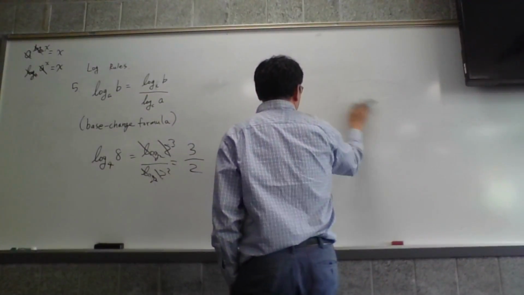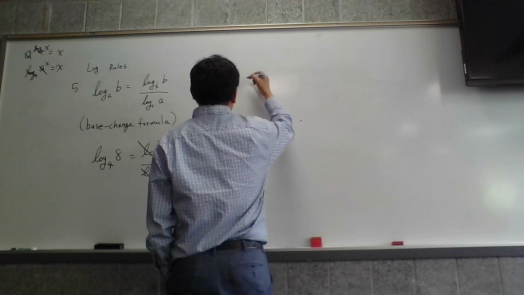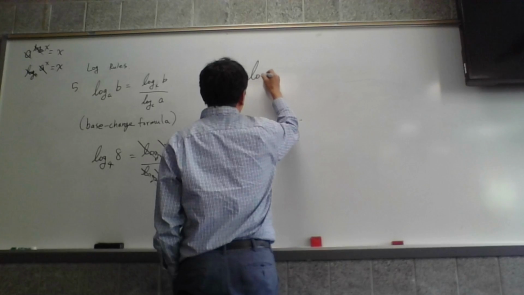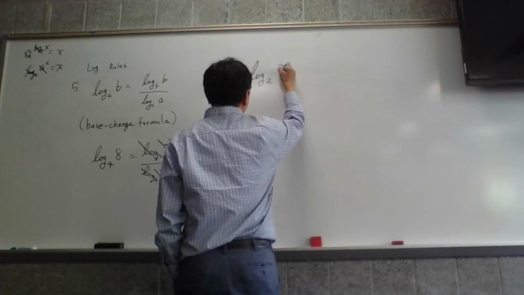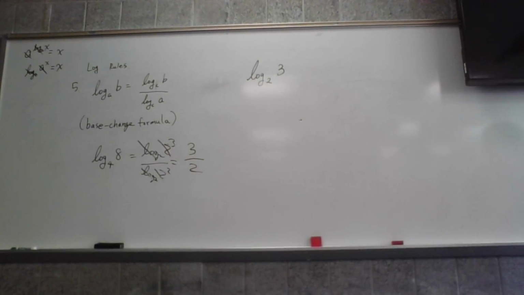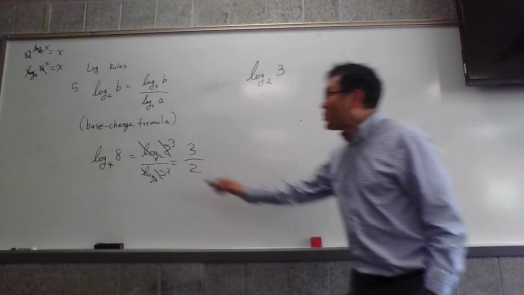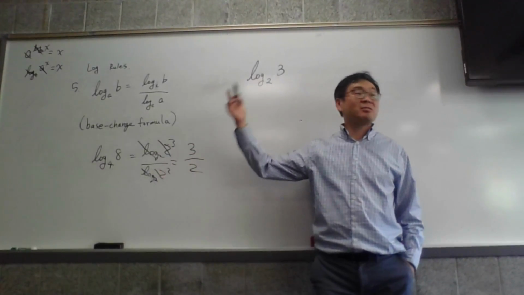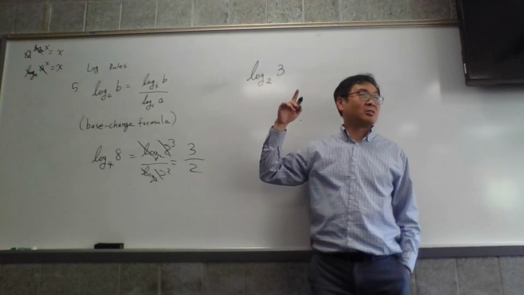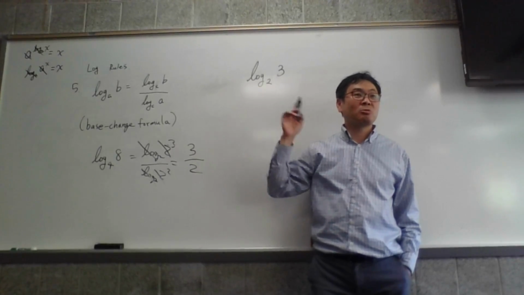And one of the problems is sometimes the answer comes out in the following form: log base 2 of 3. Now this is even worse because at least 4 and 8 are both powers of 2. That's not true for 2 and 3. There is no single number whose powers give you both 2 and 3.